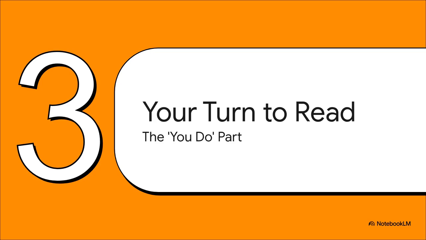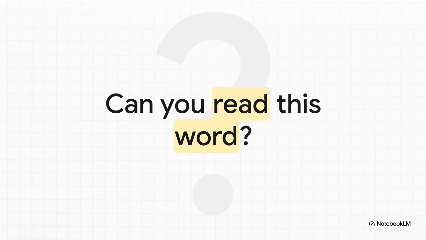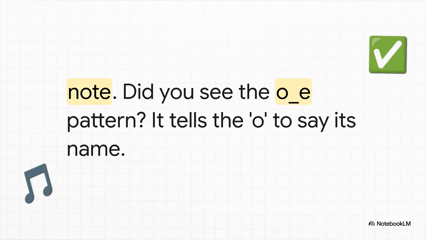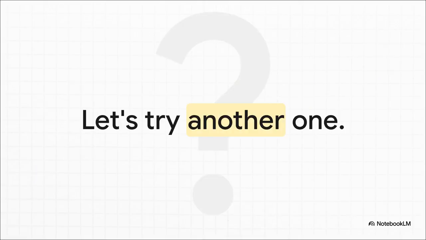Okay, I think you're ready. Now it's your turn to be the star of the show. I'm going to put a word on the screen, and I want you to try reading it all by yourself. Don't worry, I'll give you a few seconds, and then I'll say the words so you can see if you got it right. You got this. Here's the first word. Take a look. Okay, that word is note. How'd you do? Did you spot that O and silent E pattern? It's that magic E again, telling the O to say its name.